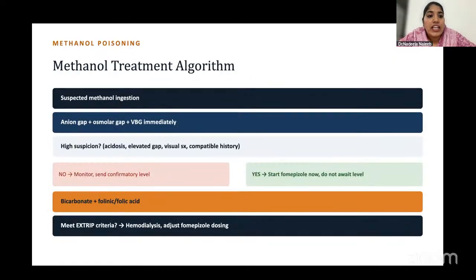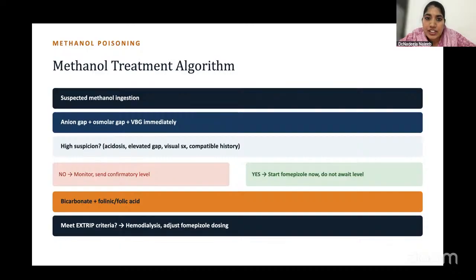Summarizing it together, if there is a suspected methanol poisoning, calculate the anion gap, osmolar gap, and get the blood gas analysis immediately. If there is high suspicion, that is acidosis, elevated gaps, visual disturbances, and compatible history, start the patient on fomepizole. Do not wait for methanol levels. Adjunctive therapy of bicarbonate and folinic acid is also added.